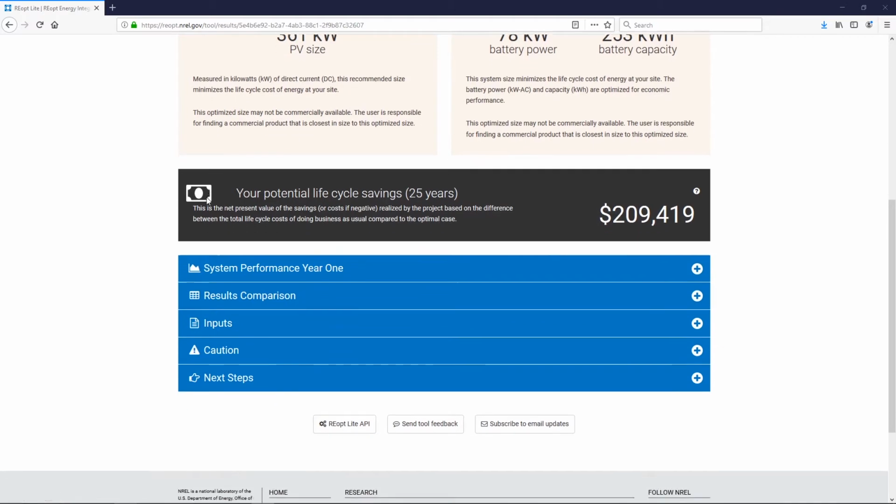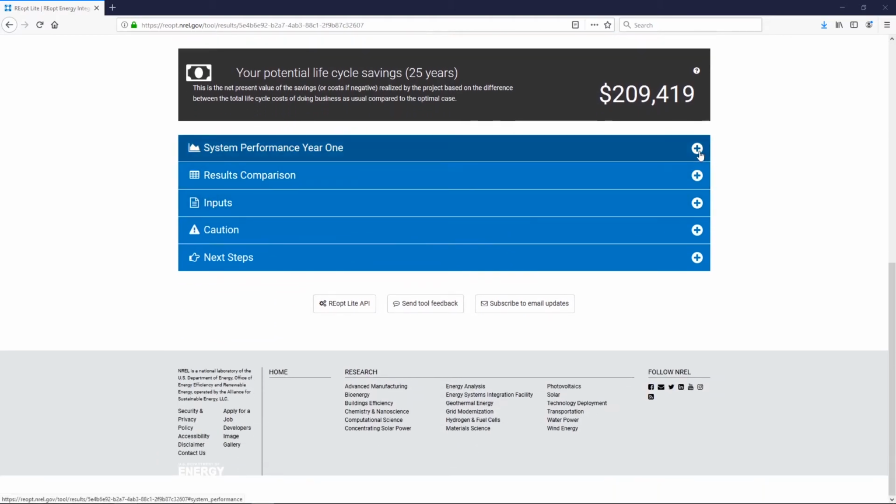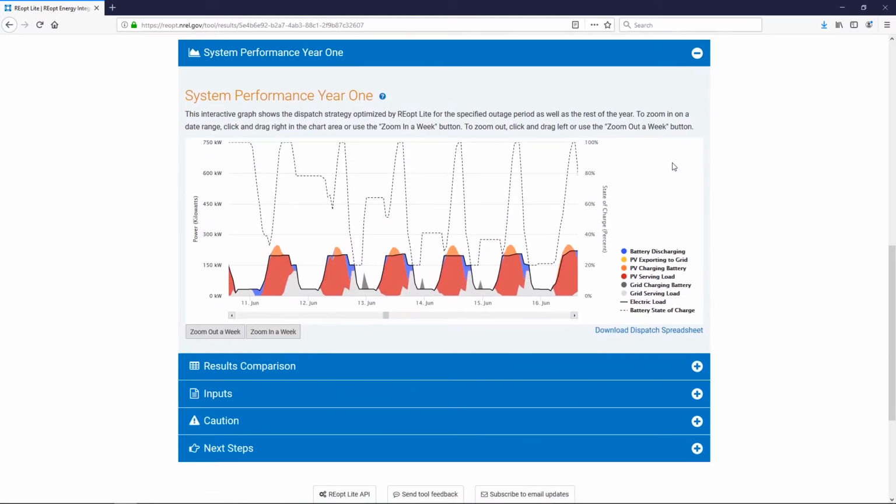Scrolling down, you'll see the System Performance Year 1 section. This graph shows you what the technologies are doing on an hourly basis. The load is shown in a solid black line, and the PV, battery, and grid combined to meet that load. Here, the PV system in red is producing electricity during the day. The battery system in blue is dispatching in the early morning or late afternoon when the PV system isn't producing new electricity, but the time of use rate is still fairly high.